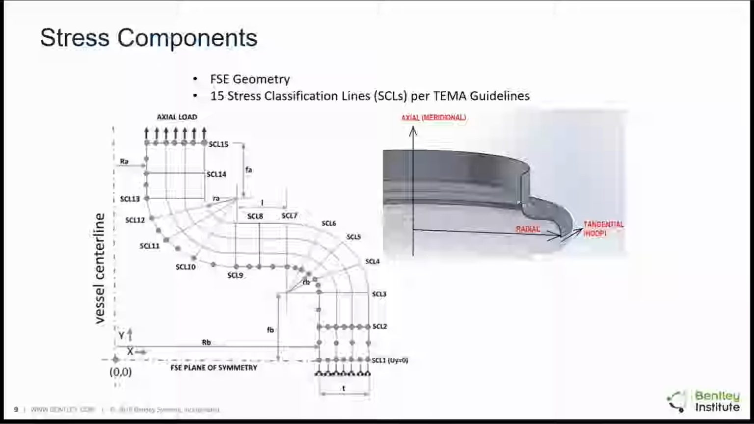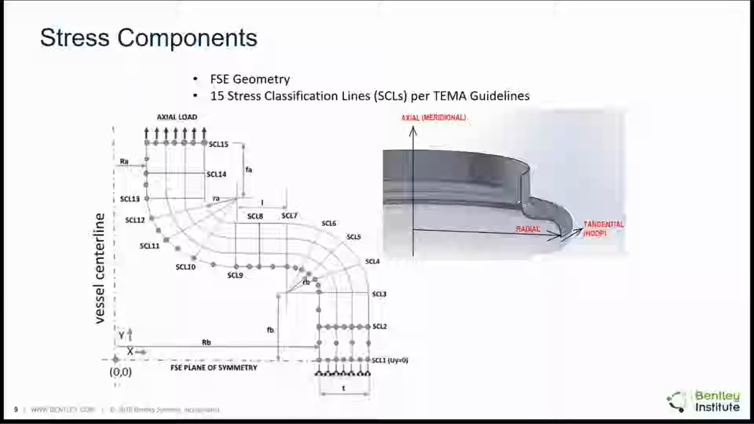So you have the vessel center line and the FSE plane of symmetry. If you have a plane of symmetry, the UY, the Y displacement, is considered 0, but there can be X displacement. The stress classification line 1 is basically a stress classification plane, but since it is axisymmetric, it is considered a line. So stress classification line SCL1 is the plane of symmetry where the nodes are locked in Y but allowed to move in the X direction, UX.